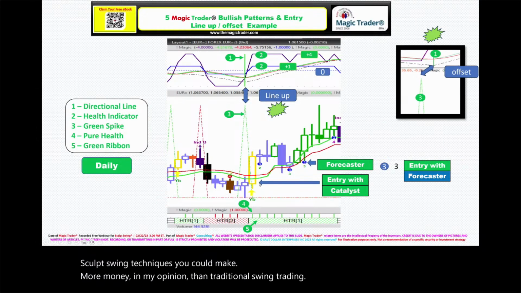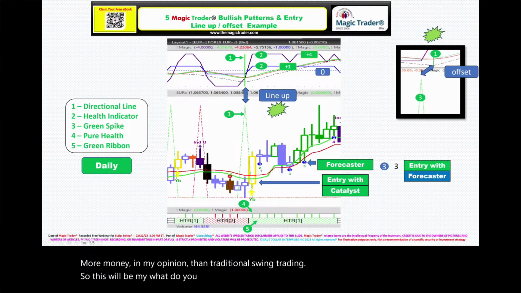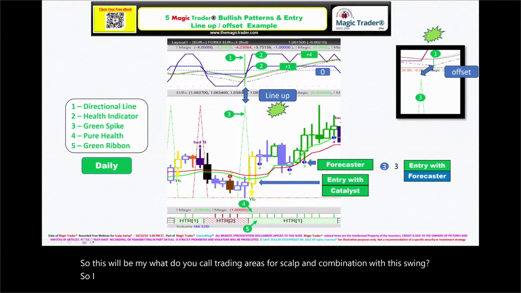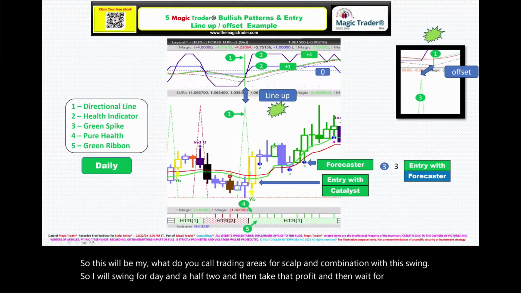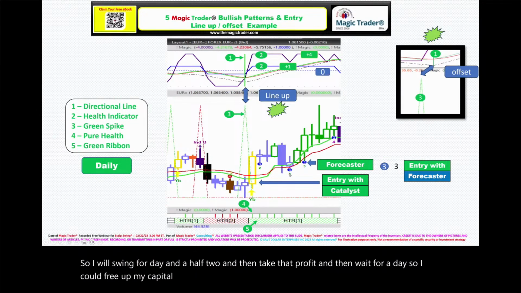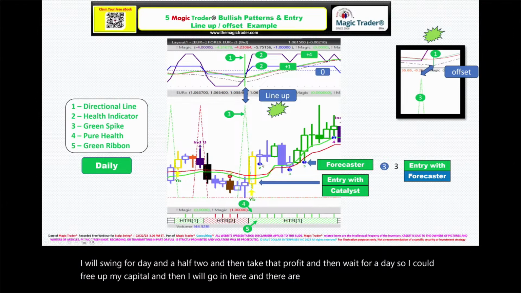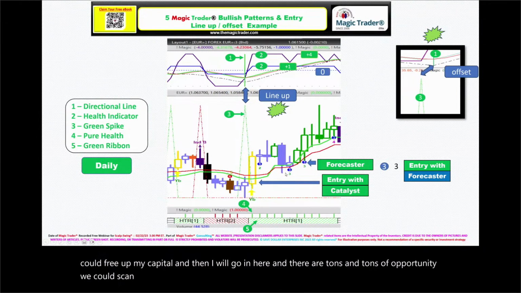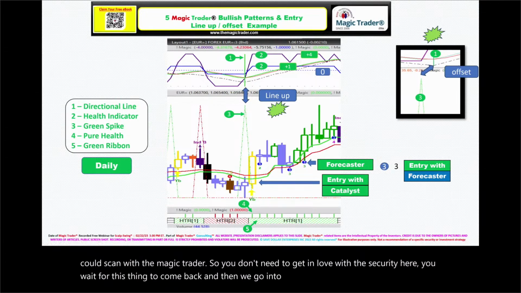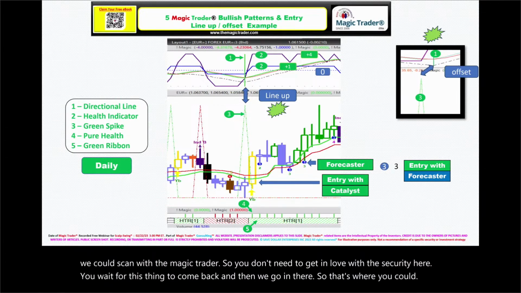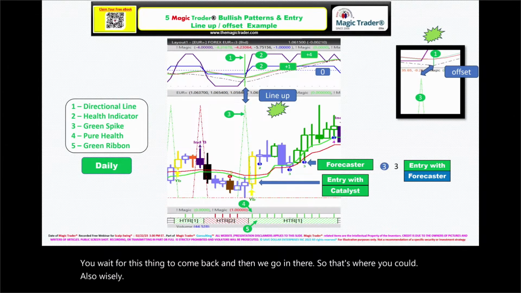So these will be my trading areas for scalp in combination with swing. I will swing for a day and a half, two, and then take that profit and then wait for a day so I could free up my capital, and then I will go in here. And there are tons and tons of opportunities we could scan with the magic trader. So you don't need to fall in love with the security here. You wait for this thing to come back and then we go in there. That's where you could also wisely manage your capital.